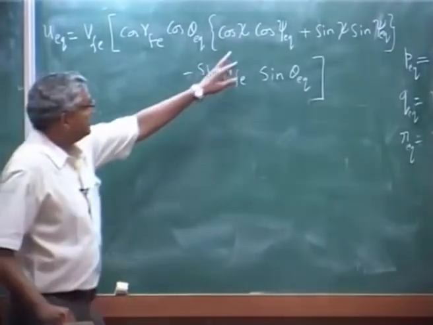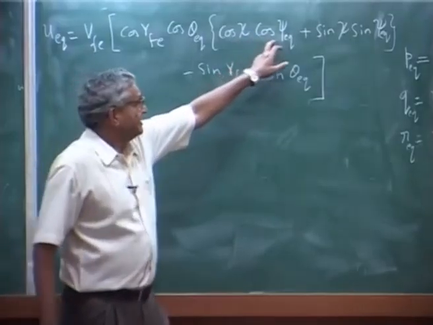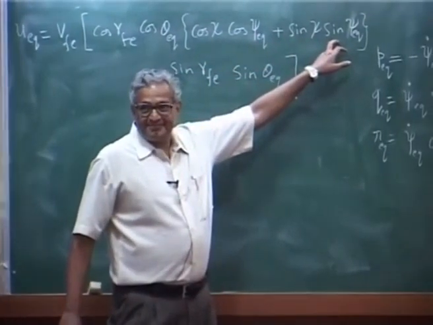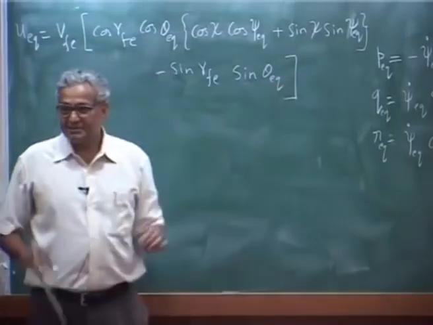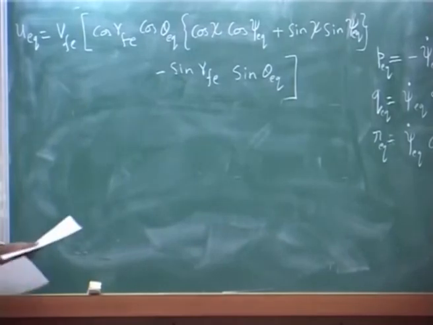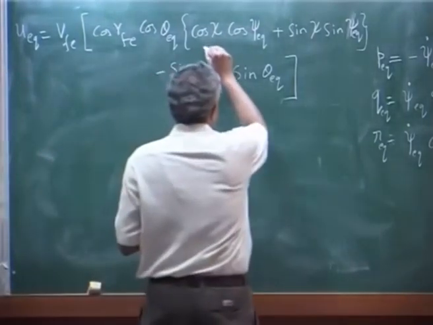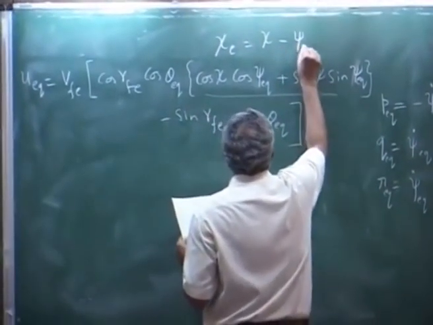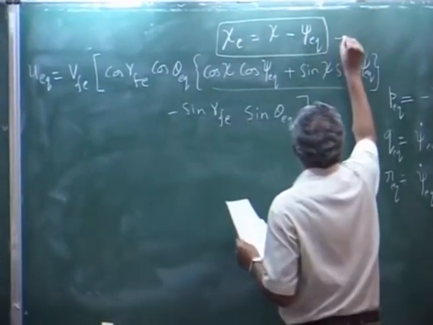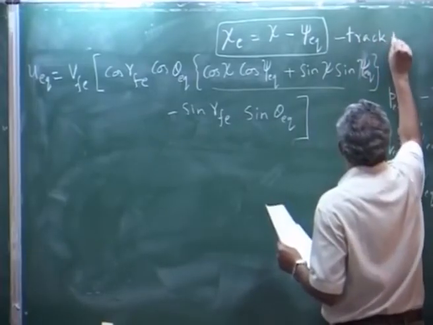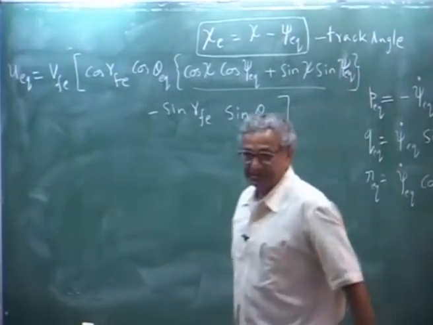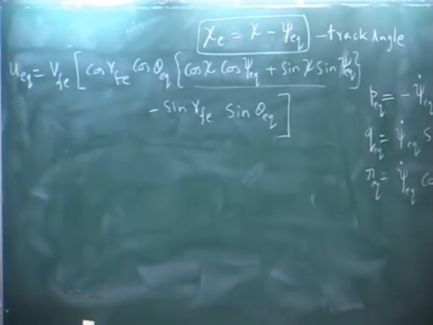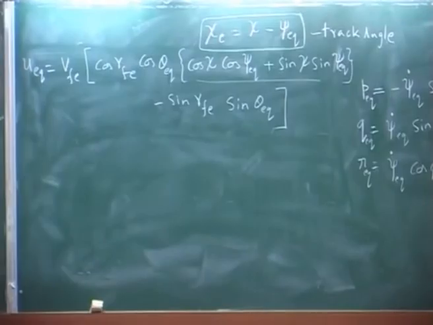What you will find is you will have a term cosine cosine plus sin sin. This is nothing but what you call chi E, which is chi minus psi, you call it track angle. This is something new, track angle. That is why you do not define it earlier, but later the track angle will come. You have to solve for the track angle.